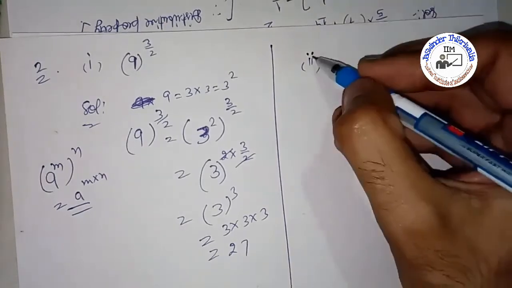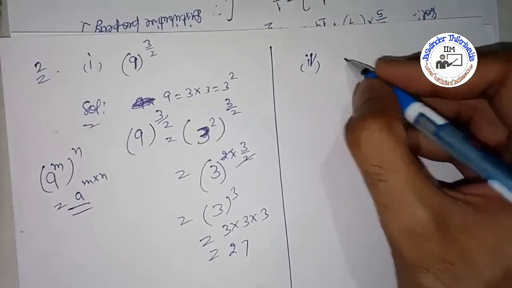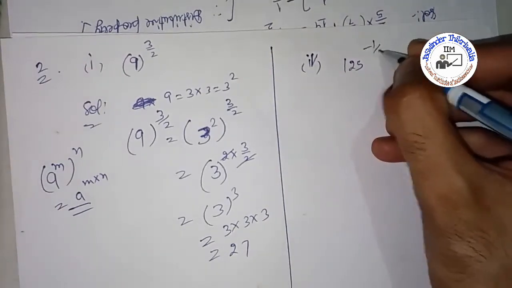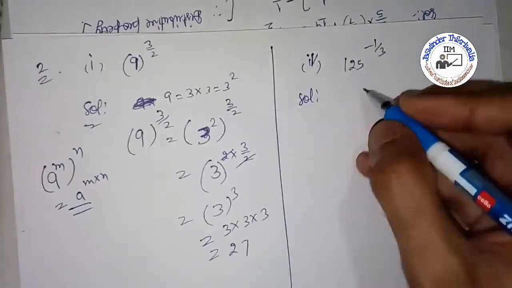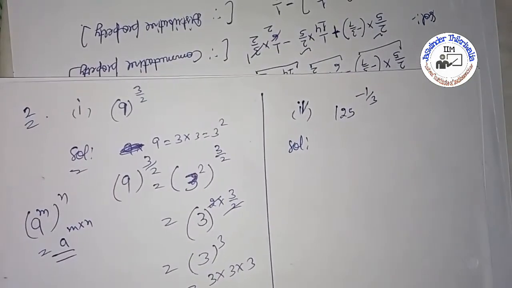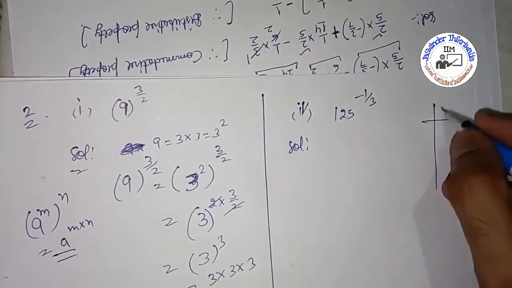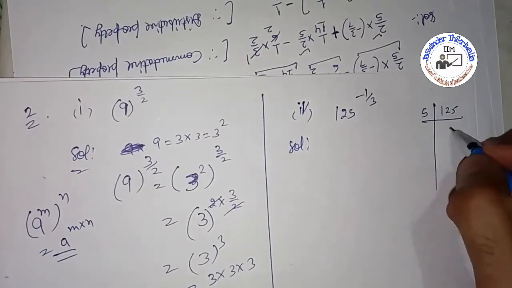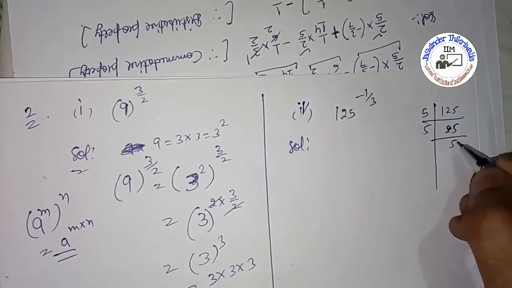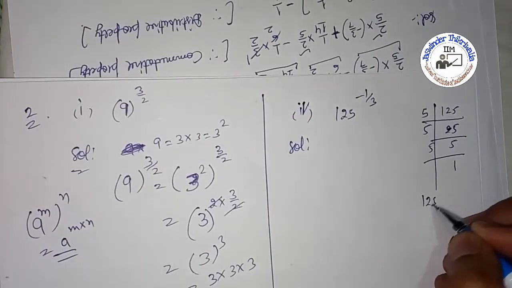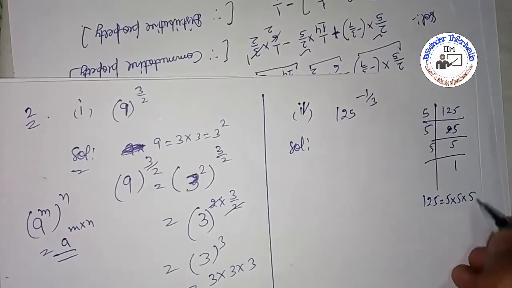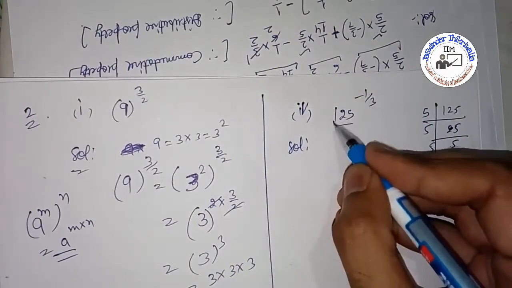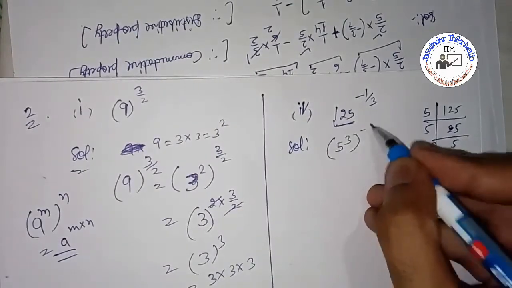I will explain the fourth part of this. The fourth part is somewhat different because here there is a minus sign: 125 to the power minus 1 by 3. Okay, and it is related with the third part of the first question. I am telling you now, we'll take the factors of 125. 125 divided by 5, we will get 25. Again divided by 5, we will get 5, and then it will be 1. So 125 is a product of 5 into 5 into 5. So 125 means 5 to the power 3. So in the place of 125, what can you write? You can write 5 to the power 3, to the power again 1 by 3.